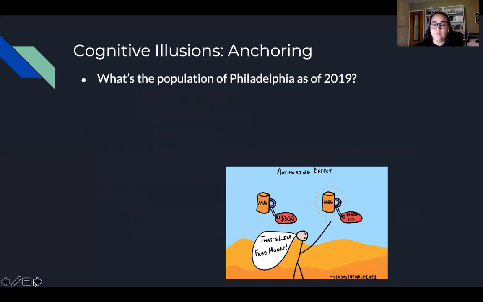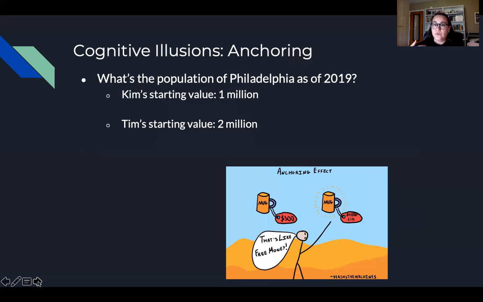So another cognitive illusion is called anchoring. Suppose that I ask you to answer a numerical question by giving me an estimate. The question is, what is the population of Philadelphia as of 2019? I'll give you the correct answer in a moment. So imagine that I'm going to have two imaginary people, Tim and Kim, try to answer this question, but I give them each a starting value to try to help them out.